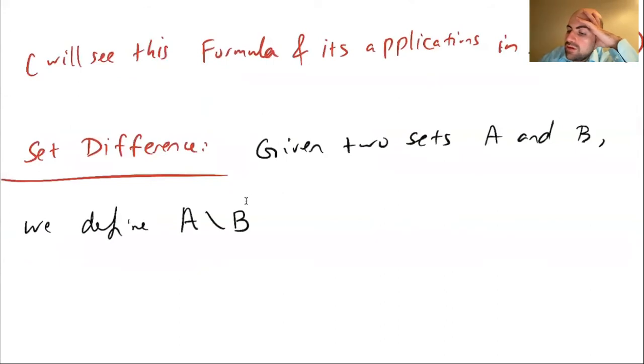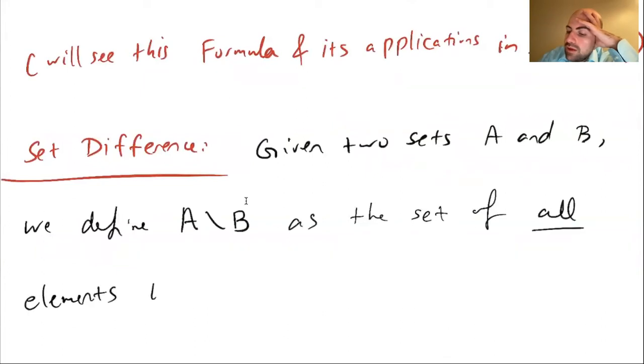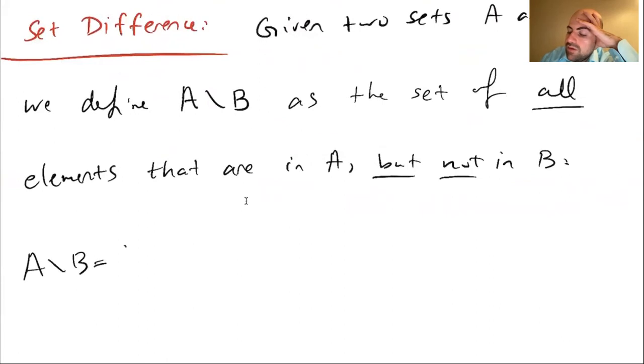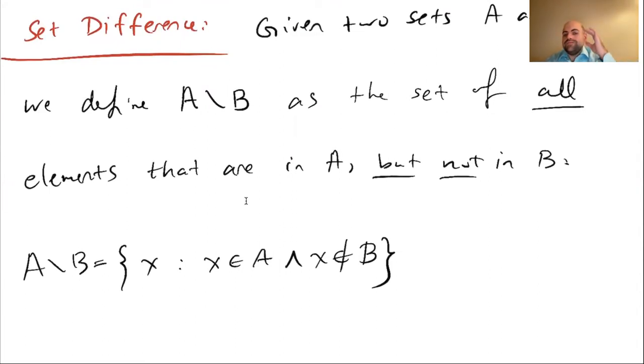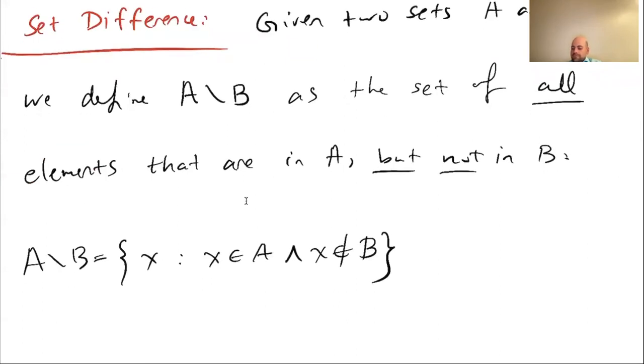A minus B. So the notation is like this: A minus B, with a slash, as the set of all elements that are in A but not in B. Okay, so A minus B is the set of all x values such that x belongs to A and x does not belong to B.